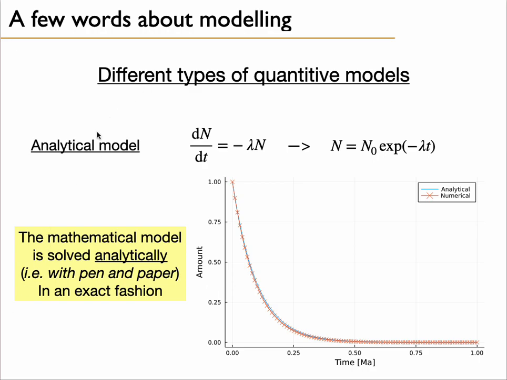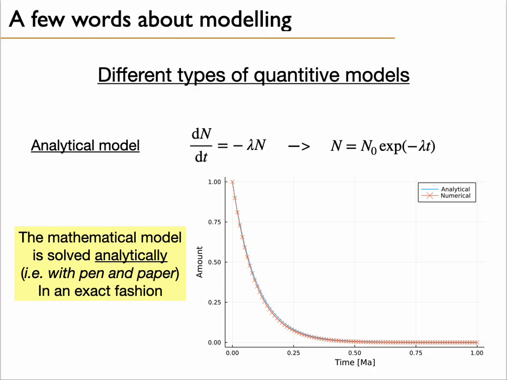Then a model can be analytical. Analytical means that you first have identified the essential physics of the model, for example, an ordinary differential equation, and then you manage to solve for the quantity of interest. So here n would be a quantity of interest. You solve for n, and using this expression, a purely mathematical solution, you can predict the evolution of a system. So the mathematical model is solved analytically.